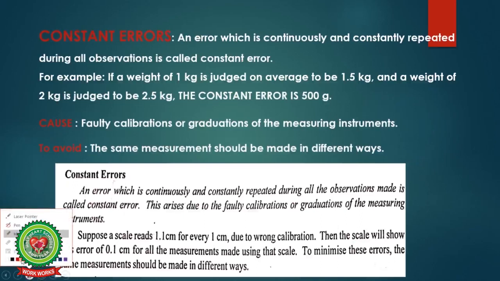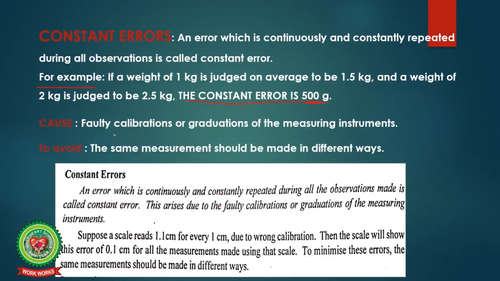Now, what is constant error? An error which is constantly and continuously repeated during the observation is called constant error. For example, if a weight of 1 kg is judged and averaged to be 1.5 kg, it means you have an instrument which, whenever you weigh an object of 1 kg, will give you 1.5 kg. And if you weigh 2 kg, it is going to give 2.5 kg. It means that there is a constant error of 500 gram. So these types of errors are called constant errors.